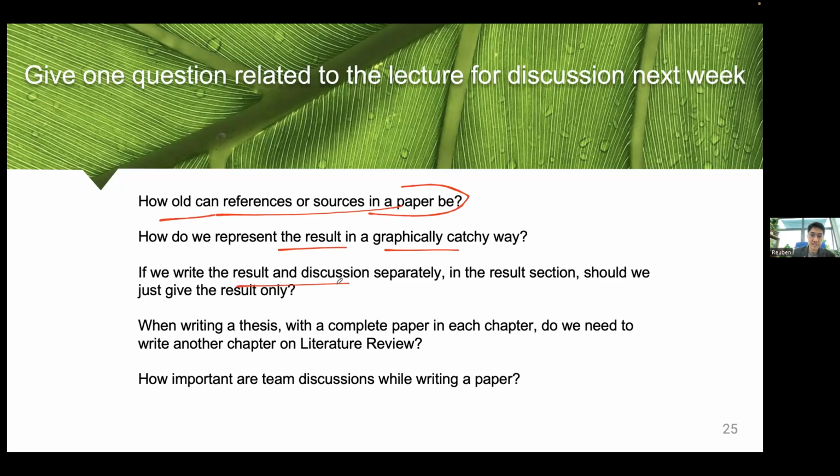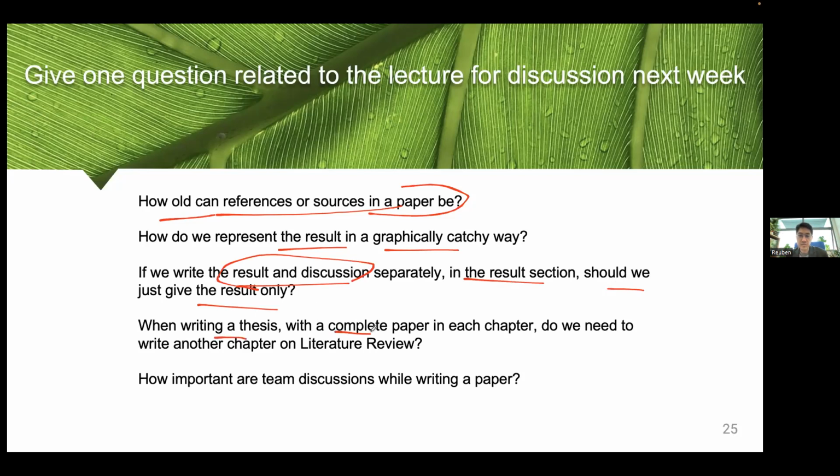If you write the result discussion separately in the result section, should we only give the result? Traditionally, yes, that's the main practice. In your results, only report the results, don't discuss them. Discussion should be separate, but some journals combine the results and discussion. If that's the case, you're allowed to discuss the results. So it really depends on the journal.